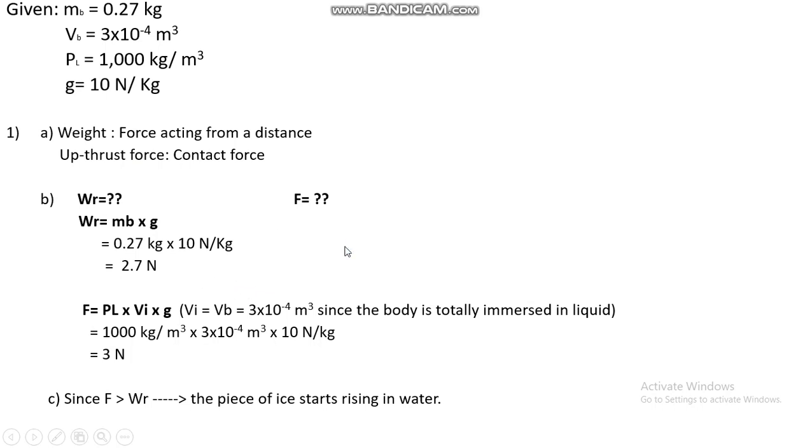Now I have to find the magnitude of the upthrust force. We apply the Archimedes formula, rho liquid times VI times gravity. Rho liquid stands for the density of the liquid, VI stands for the volume of the immersed part of the body, and g stands for gravity. But in number 1, they said that the body is totally immersed in liquid. So we can say VI equals VB equals 3 times 10 to the minus 4 meter cube. We put the numbers: 1000 times 3 times 10 to the minus 4 times 10. We will get the final answer, which is equal to 3 Newton.